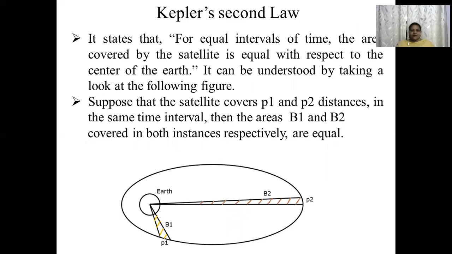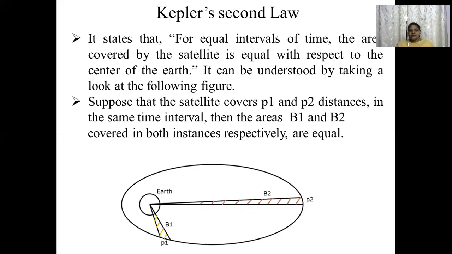Coming to the second law. So what is the first law? The path followed by the satellite around the Earth is an ellipse. Coming to the second law, what does it state? It states that for equal intervals of time, the area covered by the satellite is equal with respect to the center of the Earth. If you see in this diagram, you have small p1 and p2. These are two distances. P1 and P2 represent two distances, which cover B1 and B2. B1 and B2 are nothing but two areas.